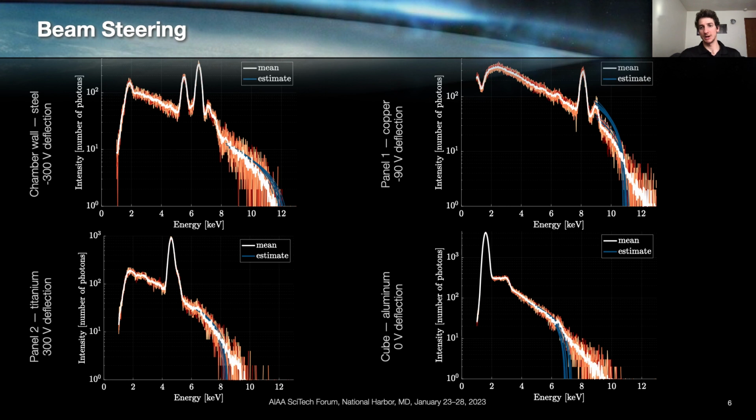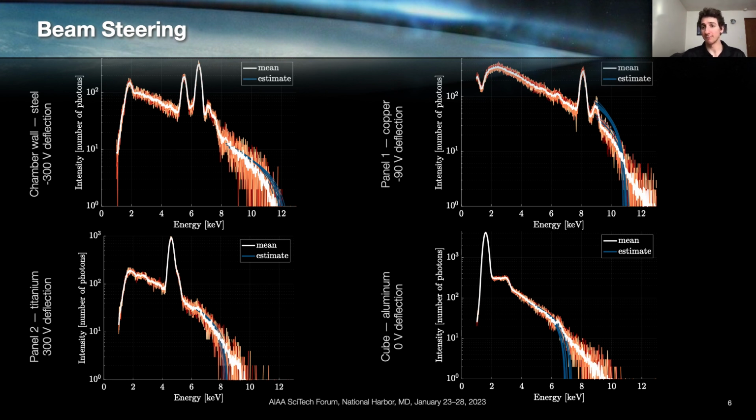So here are some X-ray spectra shown for different beam deflections. On the top left, we have a deflection of negative 300 volts of that deflection grid inside the electron gun. And that essentially deflects the beam to the right. It deflects it actually so much that the beam is impacting on the chamber wall. So we find characteristic X-ray peaks at 5.5 and 6.5 keV, which correspond to chromium and iron. That indicates that we're actually hitting the stainless steel chamber wall.